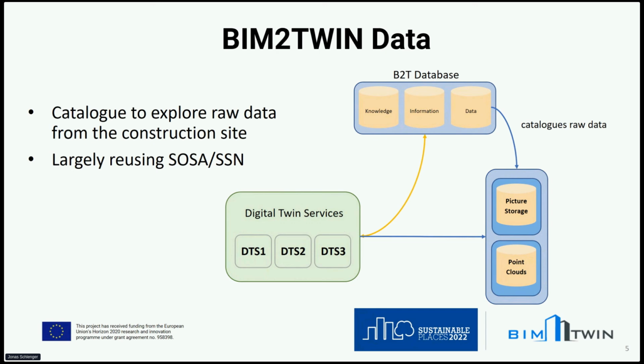Then we have our BIM database, kind of like an RDF graph where we store all of the information, except for the raw data. This has a dedicated storage, and in this data graph we point to the different places where the digital twin services can find the raw data, to make the queries more performant and faster. To large parts, we're reusing the SOSA and SSN ontologies, since they describe very well the capturing of different data, timestamps, and so on.